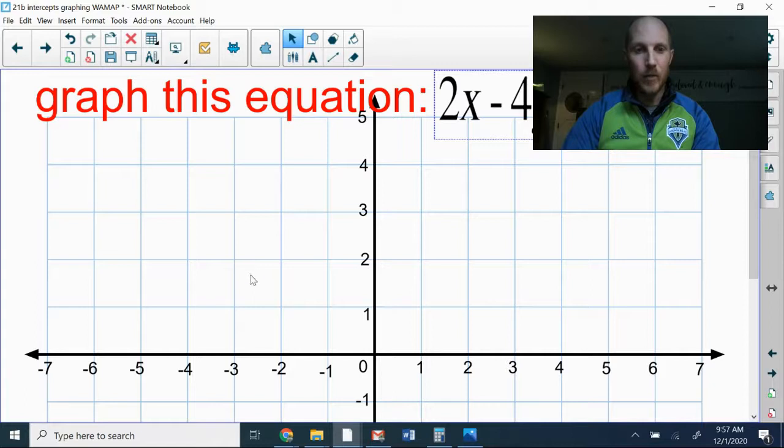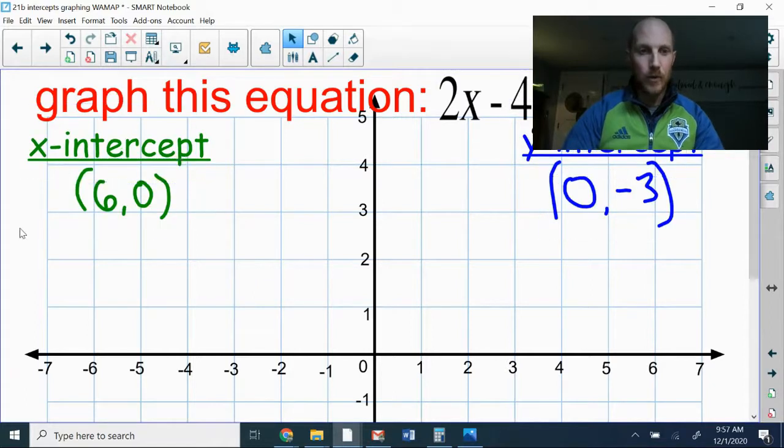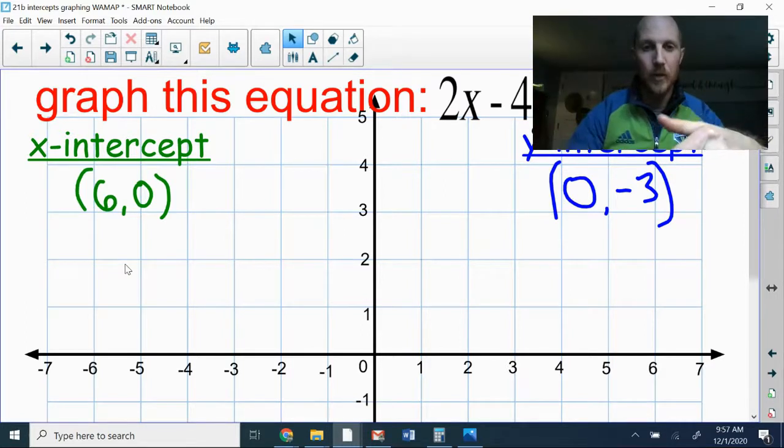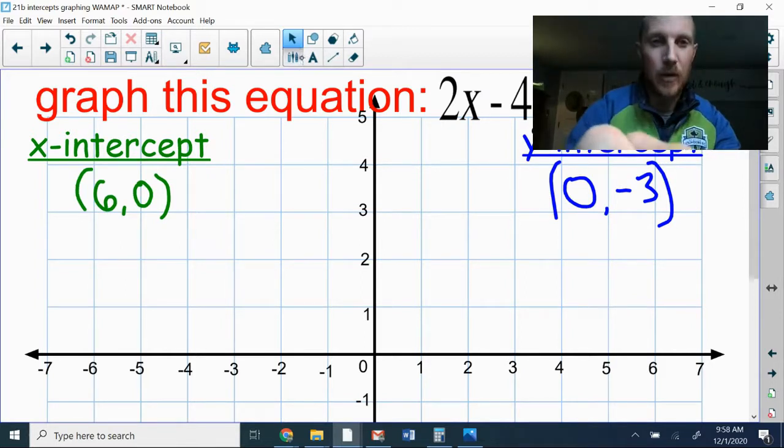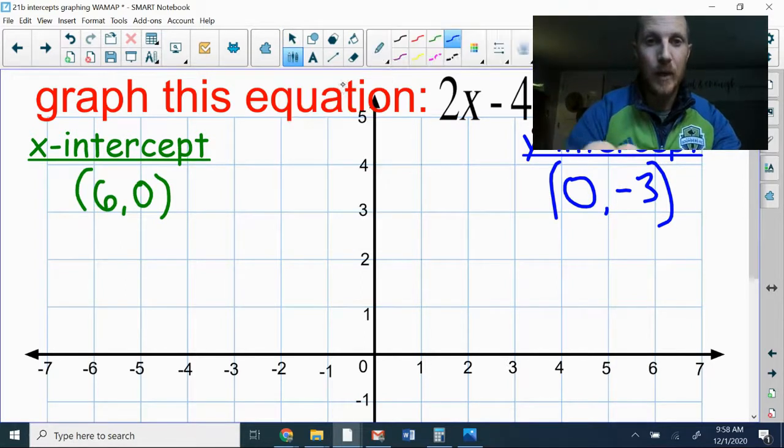So here's that exact same equation. I'm just going to copy my previous work so I know what the coordinates are. And now I want to put these 2 points on the graph. So do not combine the 6 from the x-intercept and that negative 3 from the y-intercept. Sometimes people try to put those together and come up with this combined coordinate of like 6, negative 3 or something like that. We don't want to do that. These are 2 separate points.